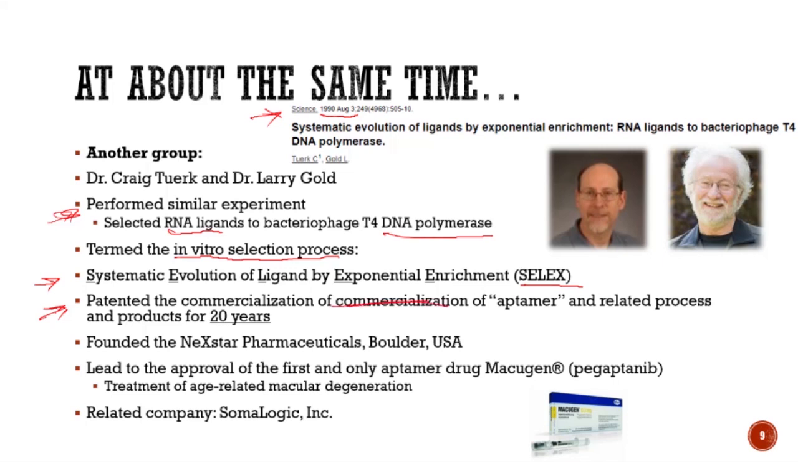Sorry, there is a typo there. I will fix it in the post that I give to you. And the related process and products, for 20 years. For 20 years they basically had a monopoly. People could do research in the academic world, but you could not sell these things, because Dr. Larry Gold was ahead of everyone. They also founded the pharmaceutical company called NeXstar, based in Boulder, Colorado, which led to the approval of the first and actually only aptamer drug, Macugen, or pegaptanib. That is indicated for the treatment of age-related macular degeneration, but that was back in about 2005 to 2006. So it is more than a decade, right?